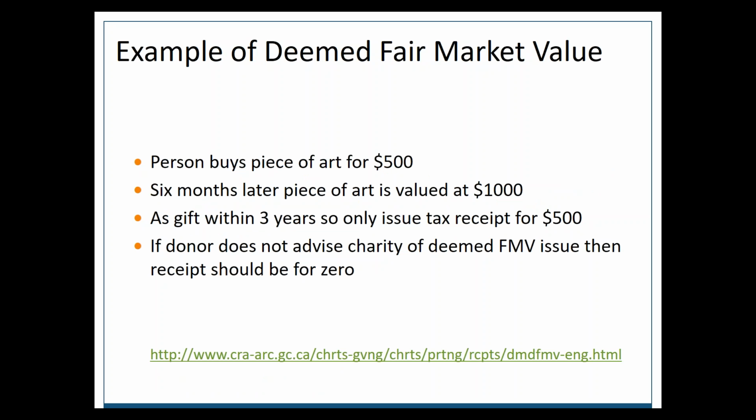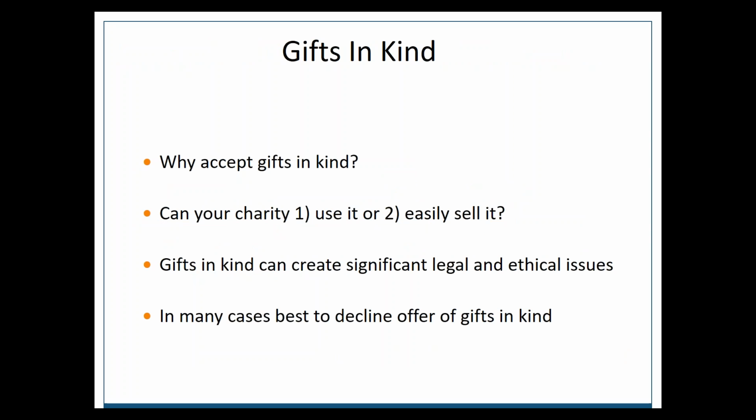An example, a more realistic example for a charity, a person buys a piece of art for $500. 6 months later, the piece of art is valued at $1,000. As it's a gift within 3 years, you can only issue a tax receipt for $500. And if the donor doesn't advise you, you don't know it, the CRA could deem it to be zero, which can result in you having an unhappy person. So just keep that in mind.